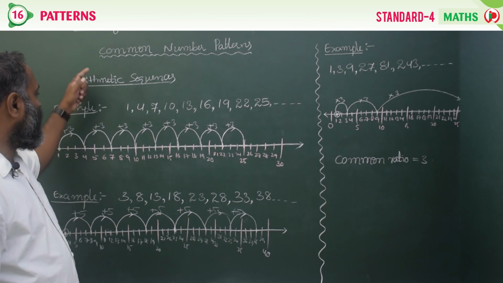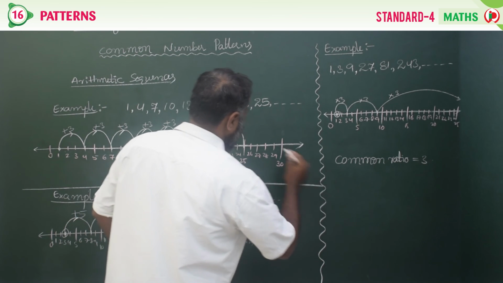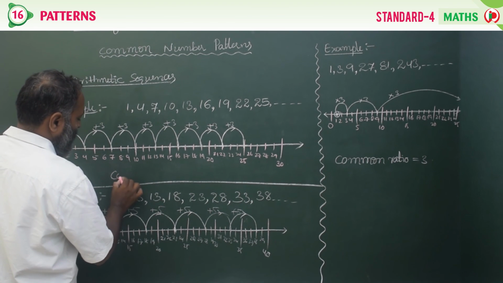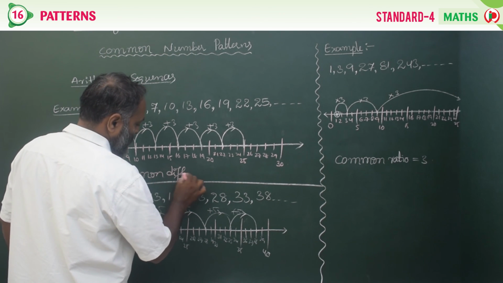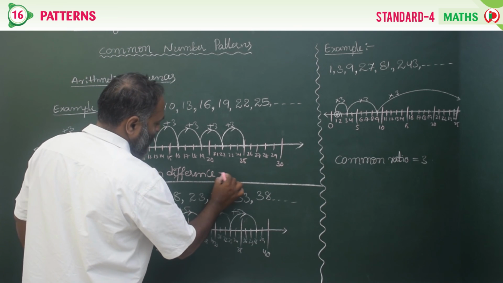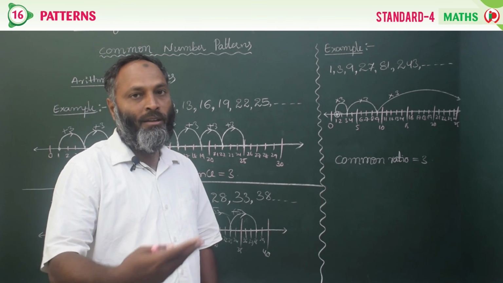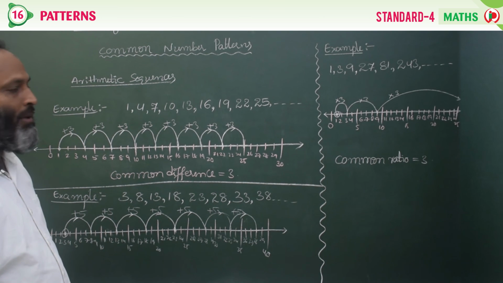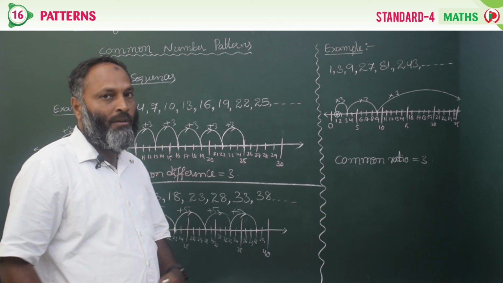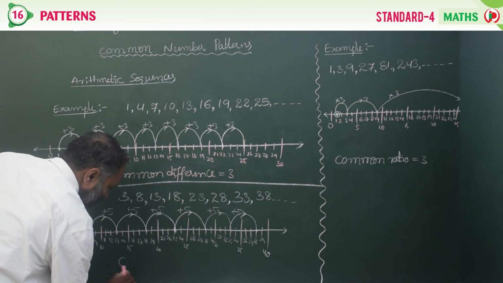Now, students, see here in example 1, we are adding plus 3, plus 3, plus 3. So what is it called? This plus 3 is called the common difference. Here the common difference is 3. Why? Every consecutive number increases by 3. So 3 is the common difference here. In the second example, the common difference is 5. Why? For every consecutive number the difference is 5.